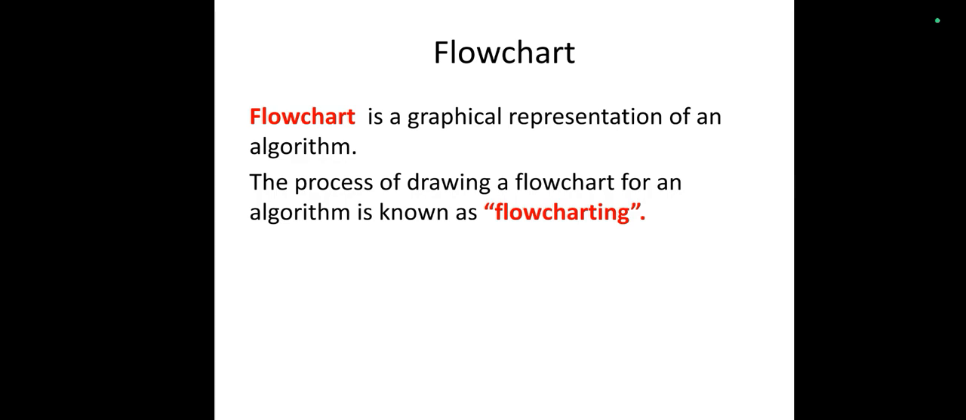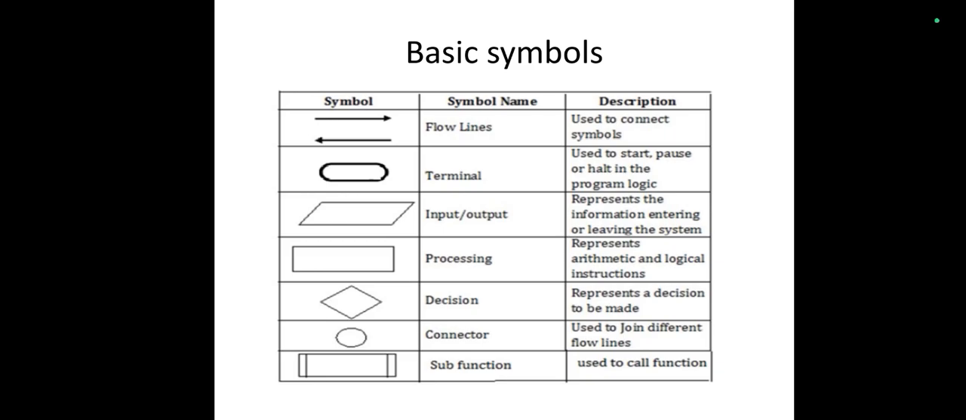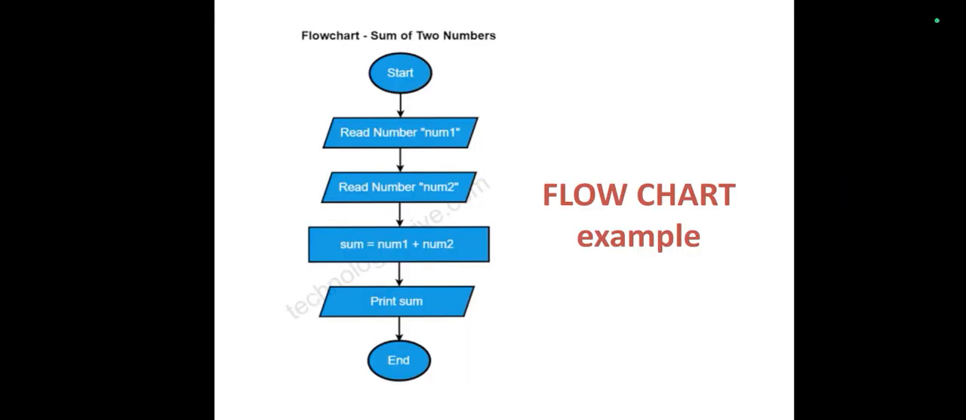Flowchart. Flowchart is the graphical representation of an algorithm. So these are the basic symbols used to represent a flowchart. That is, the lines show the flow of control, the parallelogram for the input and output, the rectangle for the processing, the diamond shape for the decision, that is the if else and while conditions, and so on. So this is an example of a flowchart.